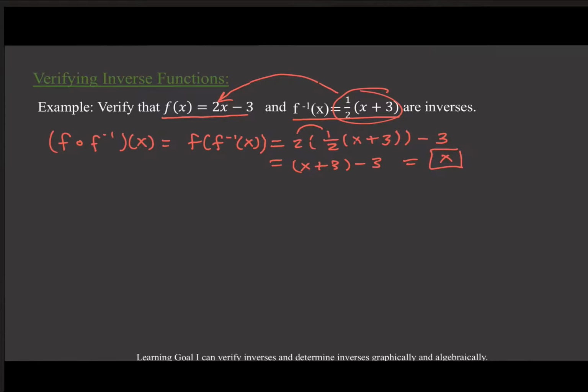And so now if I check the other composition, I'm going to take the inverse of f composed with f. So I'm going to plug in f, 2x minus 3, into your inverse function. And so we will have 1/2 times the quantity of 2x minus 3, and then plus 3, which when we simplify inside of parentheses first, we're going to have just 2x, because our 3 and negative 3 will cancel, and 1/2 times 2x is just x.